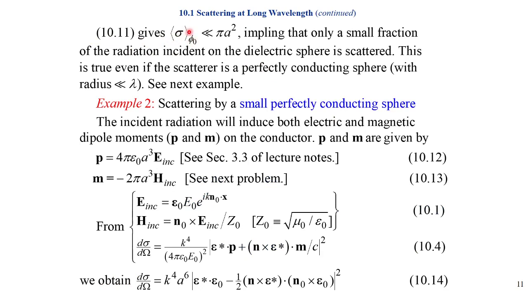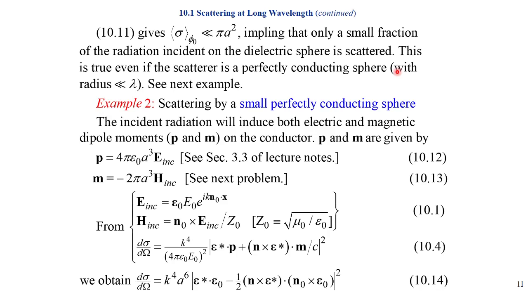This one gives sigma smaller than pi a square, which implies that only a small fraction of the radiation incident on the dielectric sphere is scattered. This is true even if the scatterer is a perfect conducting sphere. You put a perfect conducting sphere in the sunlight, you see the shadow is clear because it's the short wavelength limit. However, under the long wavelength limit, it's different.